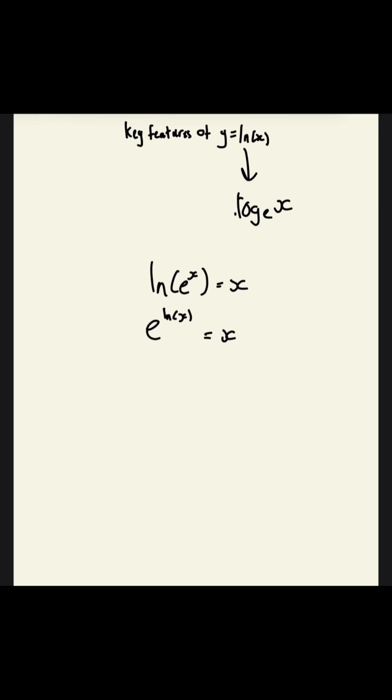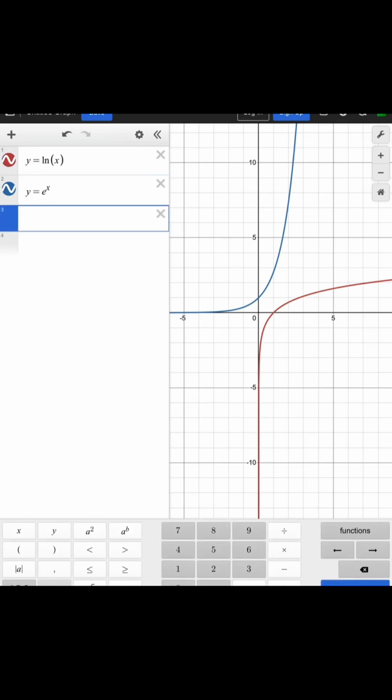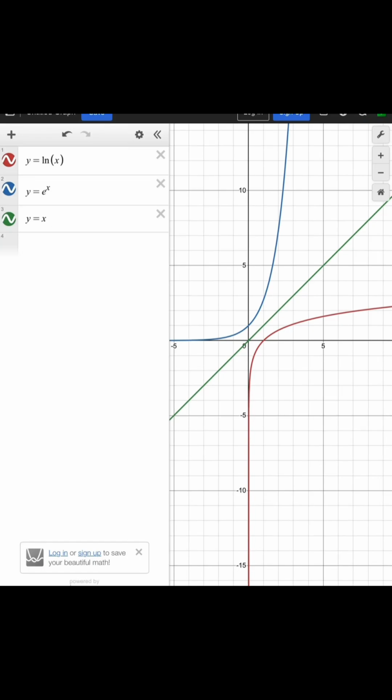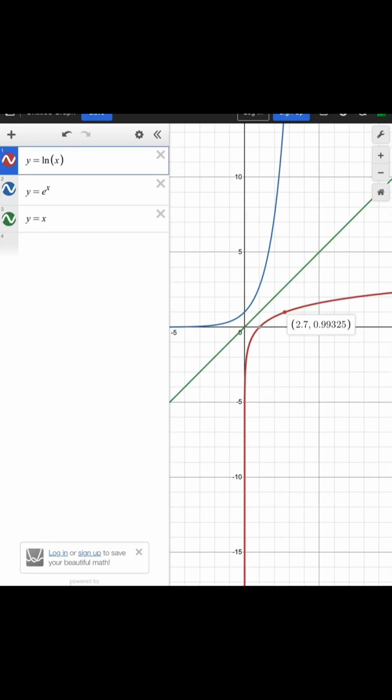So graphically, the two functions are reflections of each other in the line y equals x. So if I do another graph here, and we go y is equal to x, they're reflected along that axis there. So to summarize, the graph of y equals ln x, this red line here, has a vertical asymptote at x equals 0 and passes through the point (1, 0). And it's the inverse of y equals e to the x.